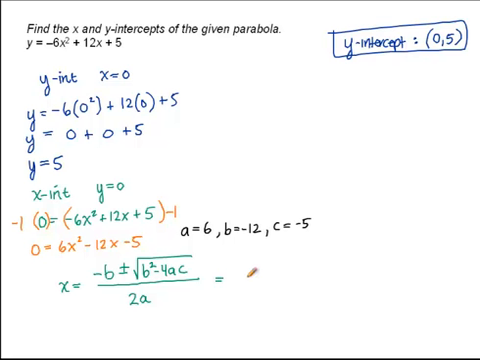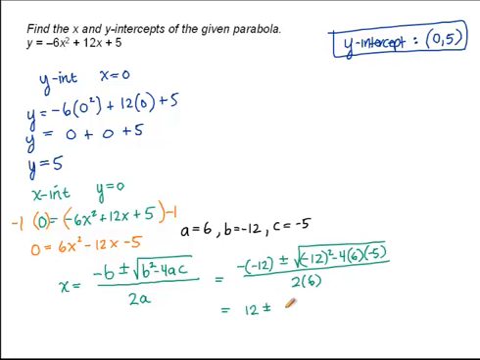So we substitute into our quadratic formula. We get the opposite of negative 12 plus or minus the square root of negative 12 squared minus 4 times a, which is 6, times negative 5, all over 2 times a, which is 6. That's equal to 12 plus or minus the square root of 144. And when we multiply this, we get a positive. 4 times 5 is 20, times 6 is 120, over 12.